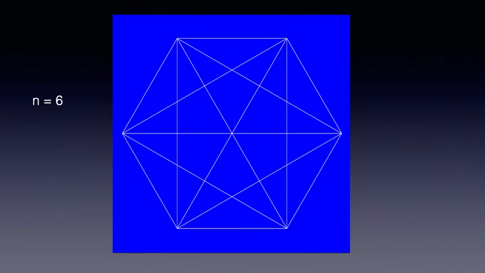The outer perimeter is a hexagon. 6 points are distributed equally around 360 degrees. Each outer point is connected to every other outer point. In other words, it's a complete graph. Let's take a look at the code.